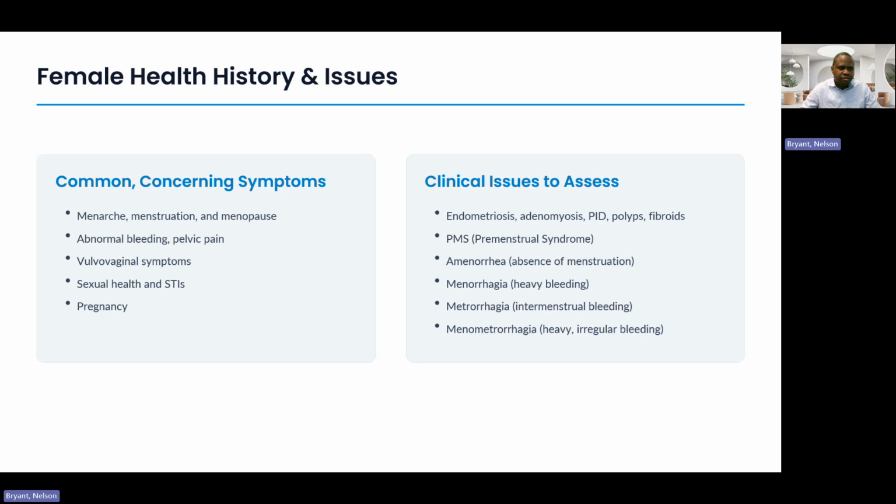Like I mentioned for the male assessment, it's very important to collect a health history spanning their reproductive life cycle, from when they were preteens up to menopause. Ask detailed questions about the menstrual cycle, and any abnormal bleeding that they might have experienced, which may indicate polyps or fibroids. Ask about any pelvic pain, sexual health, and any risk of STIs.